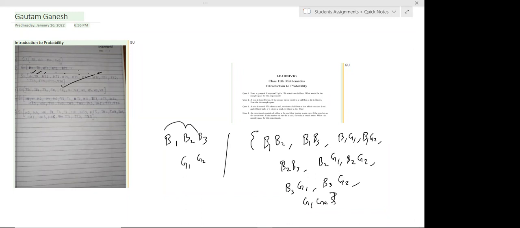The third question says, a coin is tossed. If a tail, we draw a ball from a box with 2 red and 3 black balls; if heads, we throw a die. If it's tail, then B1, B2, B3, R1, R2; if it's heads, then a die, right? So here you differentiated between balls, but in the first case you didn't. How come, Gautam?